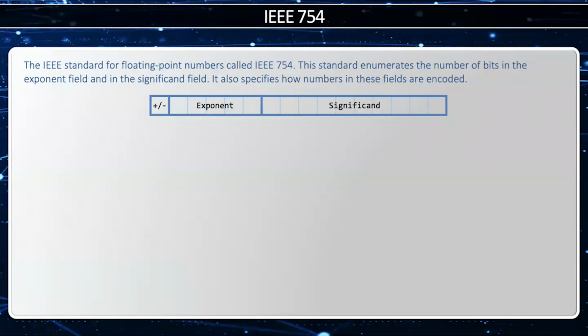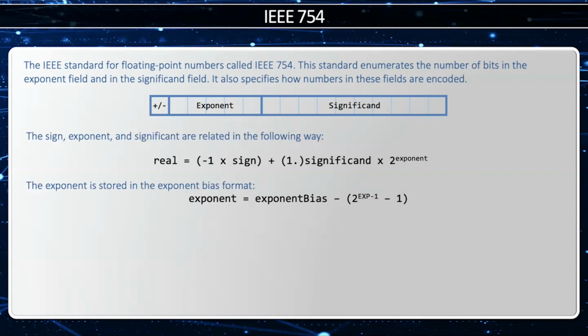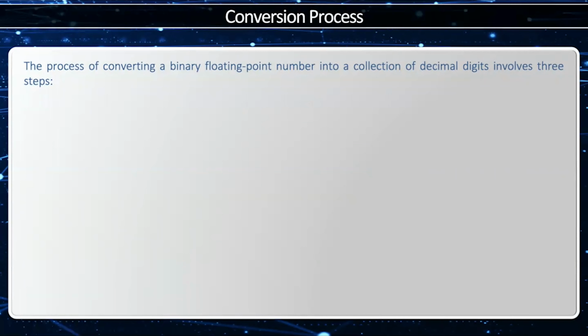Recall that floating point numbers are stored in a format called IEEE 754. This notation divides the binary representation into three fields: the sign, the exponent field, and the significand. We can combine these, saying the real number is the sign, either positive or negative, times 1 point the significand, the 1 point is always implied, times 2 to the exponent. The exponent is stored in the exponent bias format. So the bias, which is what's stored in the floating point number, minus 2 to the width of the exponent field, minus 1.